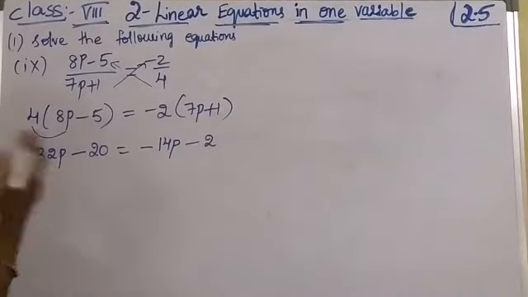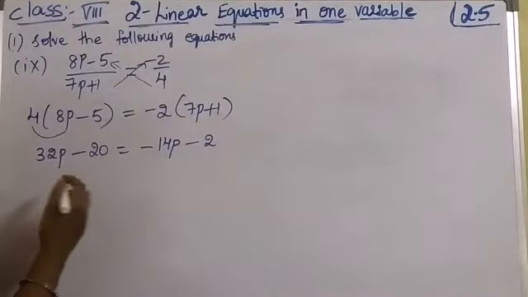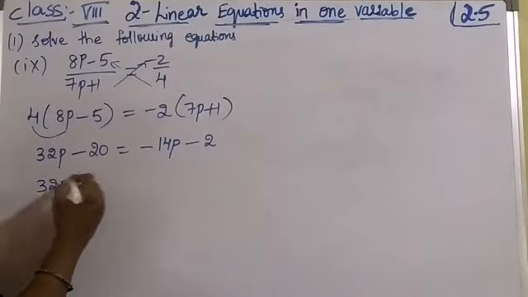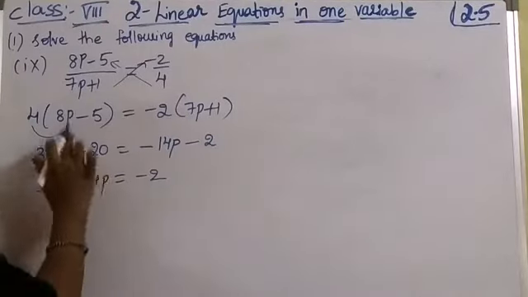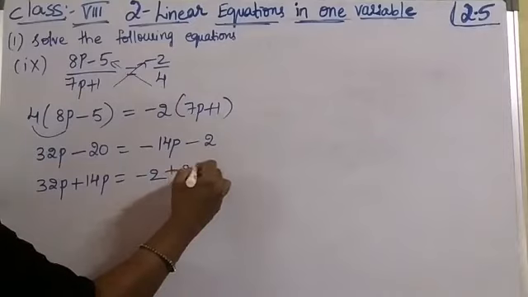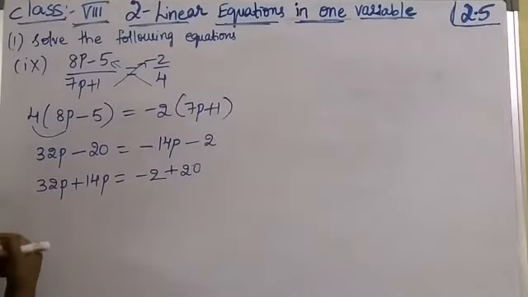Now bring all the variables to one side and the constants to the other side. So 32p, take this minus 14p to this side, so it will become plus 14p. P equal to minus 2, take this minus 20 to that side, it will become plus 20. Now 32 plus 14 is how much?